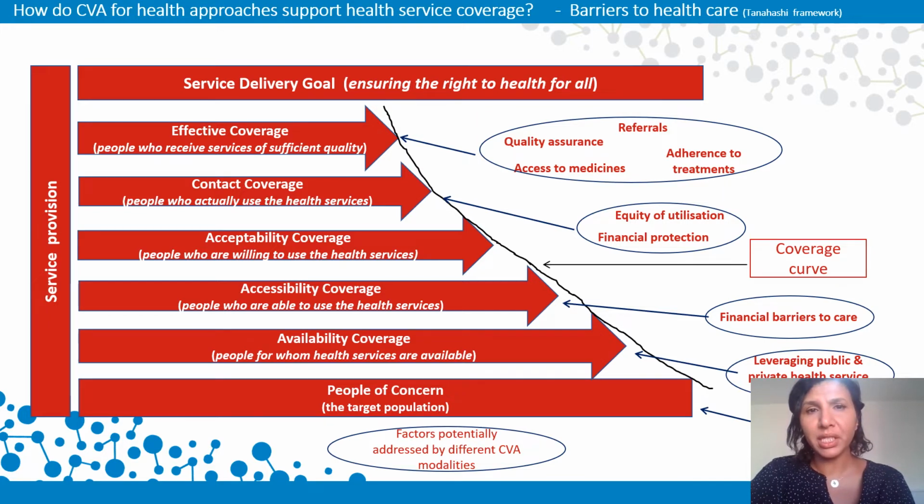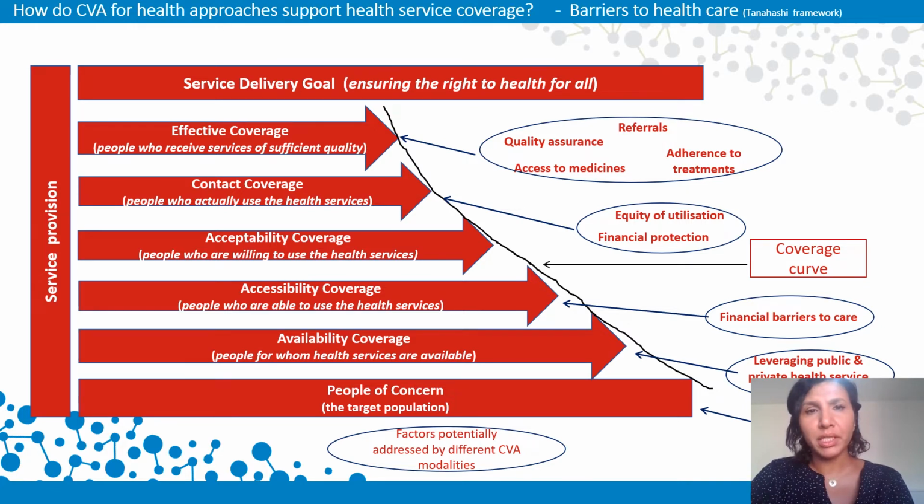The second is accessibility coverage, which is, do people have access to these health services? How far away are they? How far do they have to travel to access these health services? And is there a key financial barrier to be found in accessing these services? Acceptability coverage comes next. Do people feel well respected and well treated? Are they willing to use this service? Are there any language barriers? The next barrier is contact coverage. Who actually comes into contact with the health service? And finally, the last barrier is effective coverage. Of those who do come in contact with the health service, do they receive quality services or proper treatment?